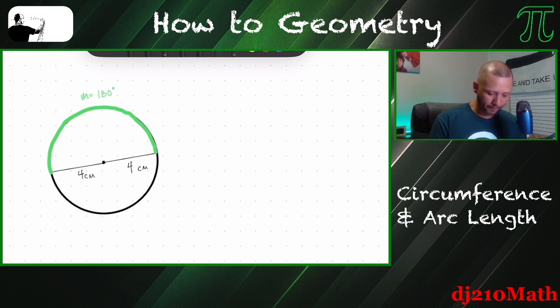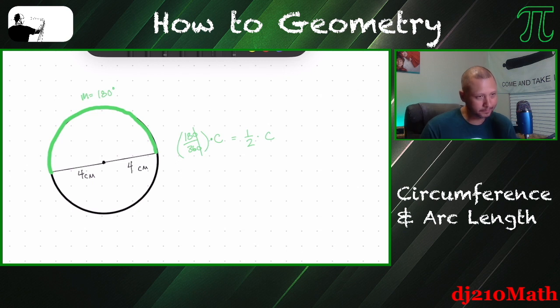Using what we just learned, this means 180 divided by 360 times the circumference. 180 is half of 360, so we can just say this is 1/2 the circumference. That's the basic proportion. This arc length is 1/2 of the whole circumference because it's 180 degrees. So the actual length is going to be 1/2 times 2 pi r, the radius, in this case 4.